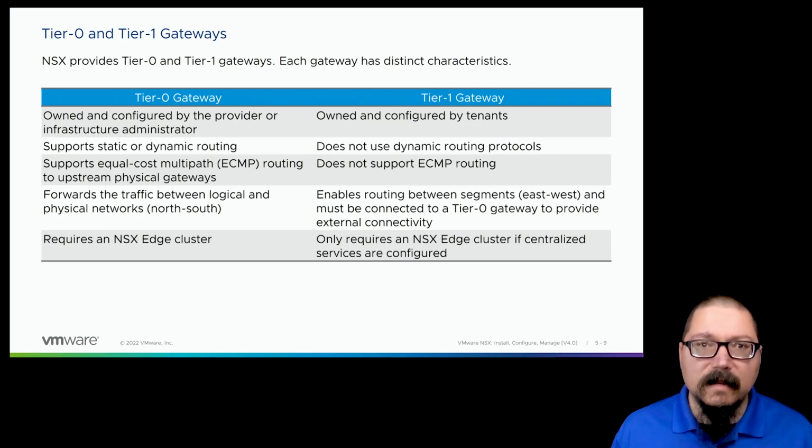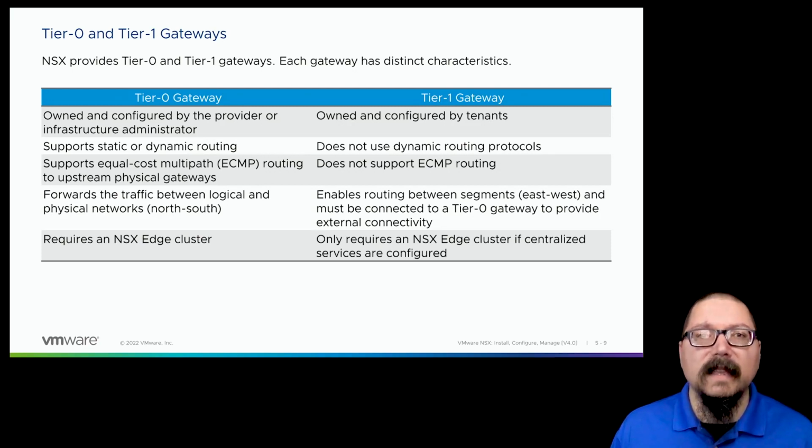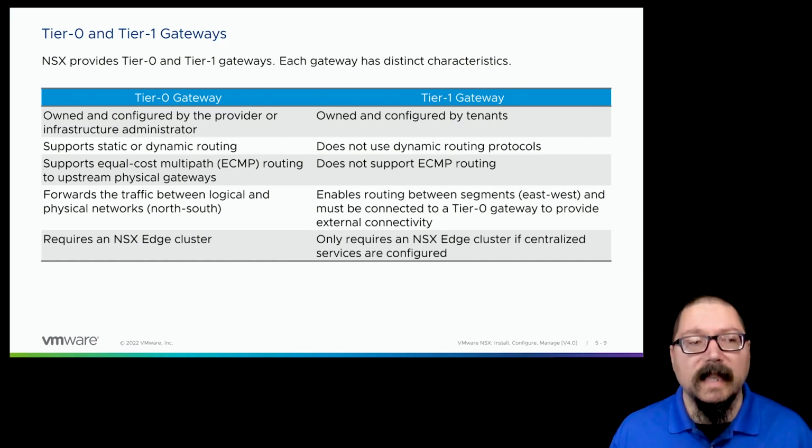The tier 0 gateway is designed and intended and implemented as that north-south connectivity, that connectivity between the NSX domain and the physical router. So it's going to have uplink interfaces to connect to the outside world. The tier 1 gateway is going to connect to my segments, and it's going to connect to a tier 0 gateway. So it's intended to exist strictly inside the NSX domain and move packets north to the tier 0 gateway to get them out. The tier 0 gateway will always be associated with an edge cluster. The tier 1 gateway may or may not be associated with an edge cluster.